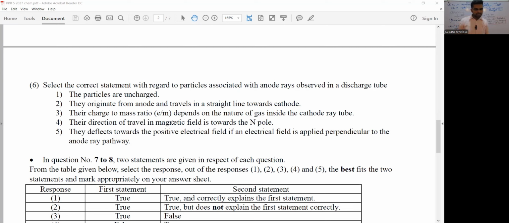You go to the third one, it is telling their charge to mass ratio, E over M ratio, depends on the nature of the gas. That one is true. Okay, E over M ratio, we discussed it in several papers, right? E over M ratio depends on the gas we take. So can anyone tell me for which gas we are getting the highest E over M ratio for anode rays?